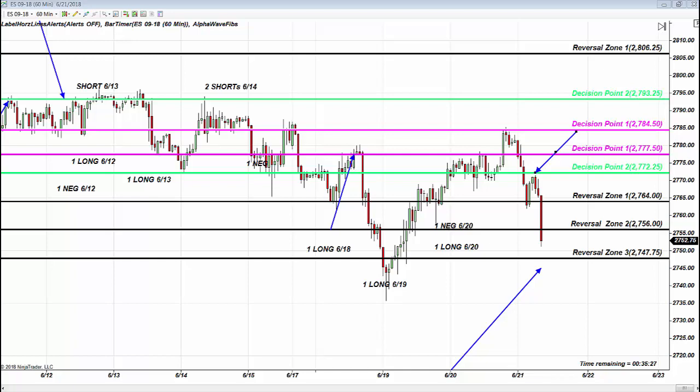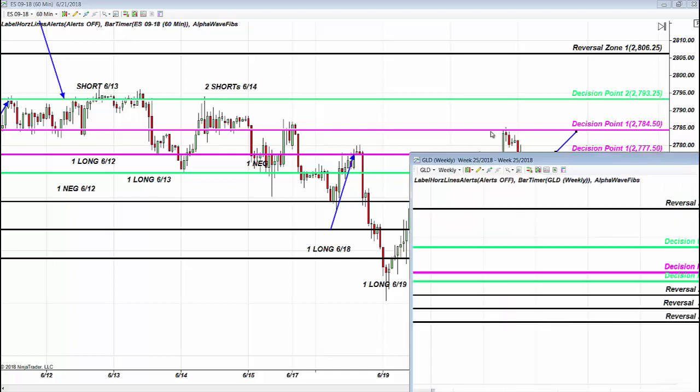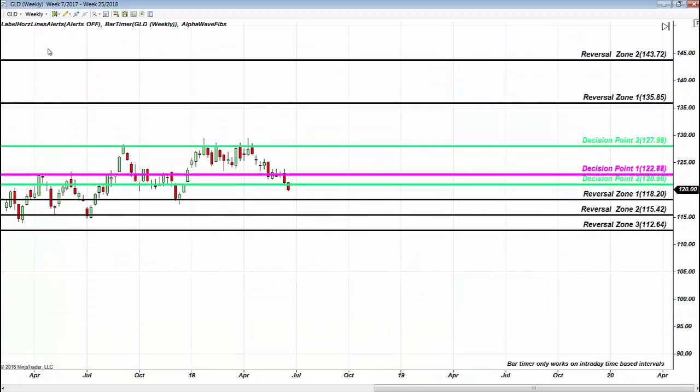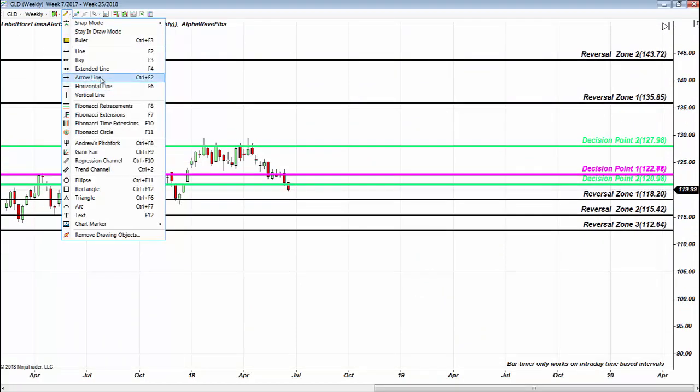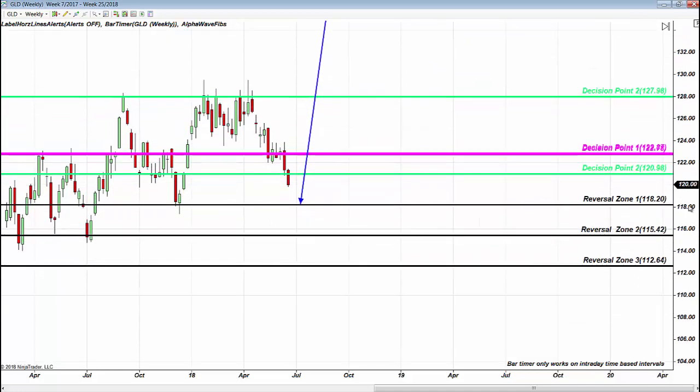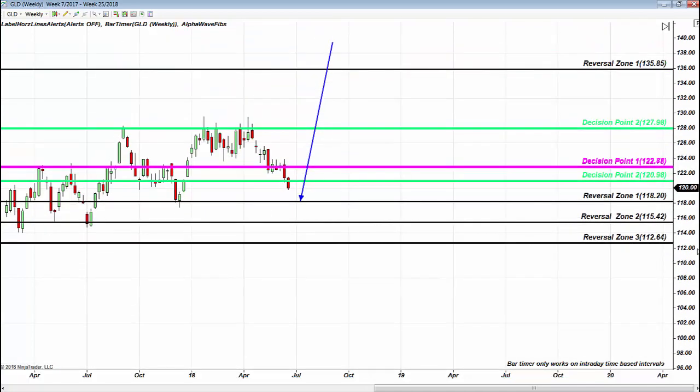Here is gold weekly. Identical bright green line as on S&P. Everyone remembers that? Gold is heading to reversal zone. Sell-off overextended. Knowledgeable trader will be monitoring for long. At this key support, rules are met, take a trade.